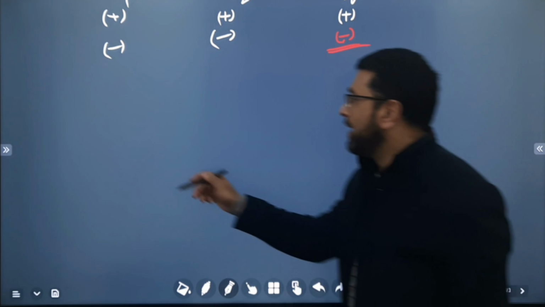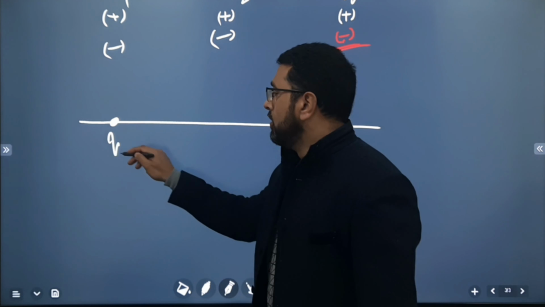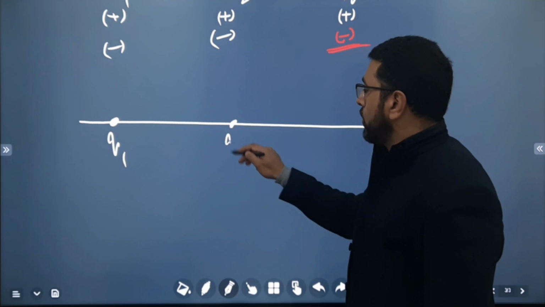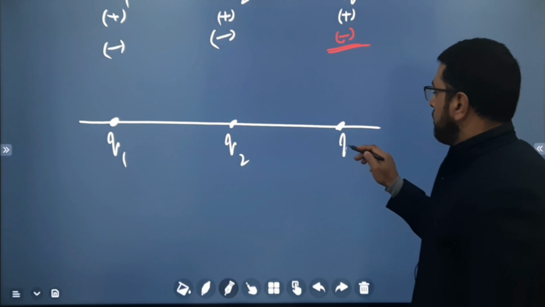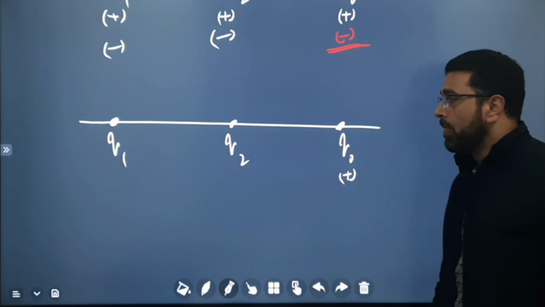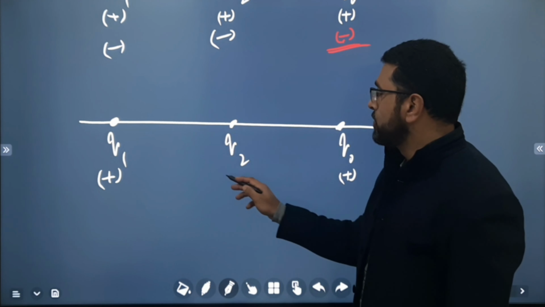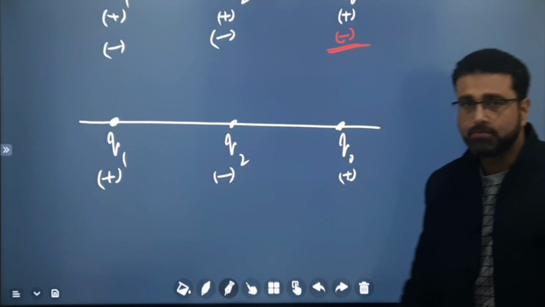Let's see if Q1 and Q2, if they are unlike, does that work out or not? Whatever the sign of Q0, let's take it positive. If Q1 and Q2 are unlike charges, let's say Q1 is positive and Q2 is negative.